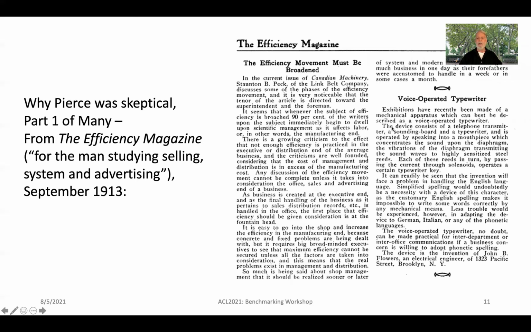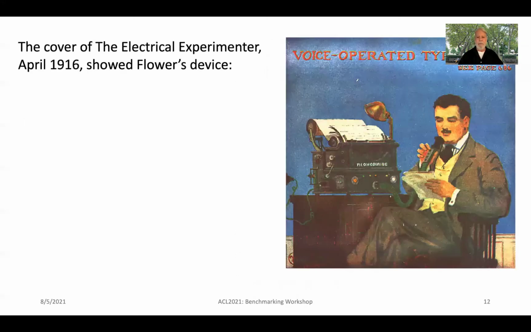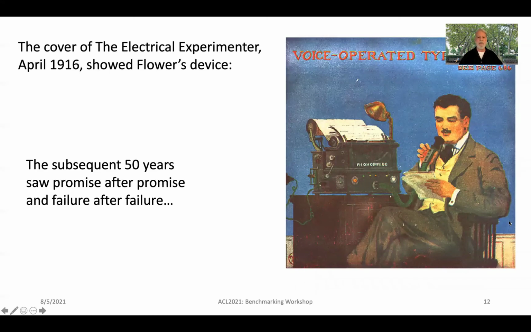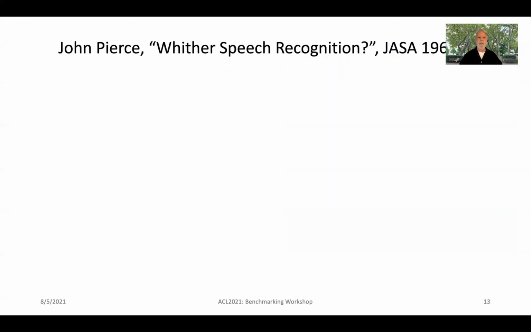Already in 1913, Efficiency magazine had a little article about an alleged voice-operated typewriter developed by John B. Flowers of Brooklyn, New York. And the cover of the Electrical Experimenter in 1916 showed his device. 50 years after that, there was promise after promise and failure after failure.